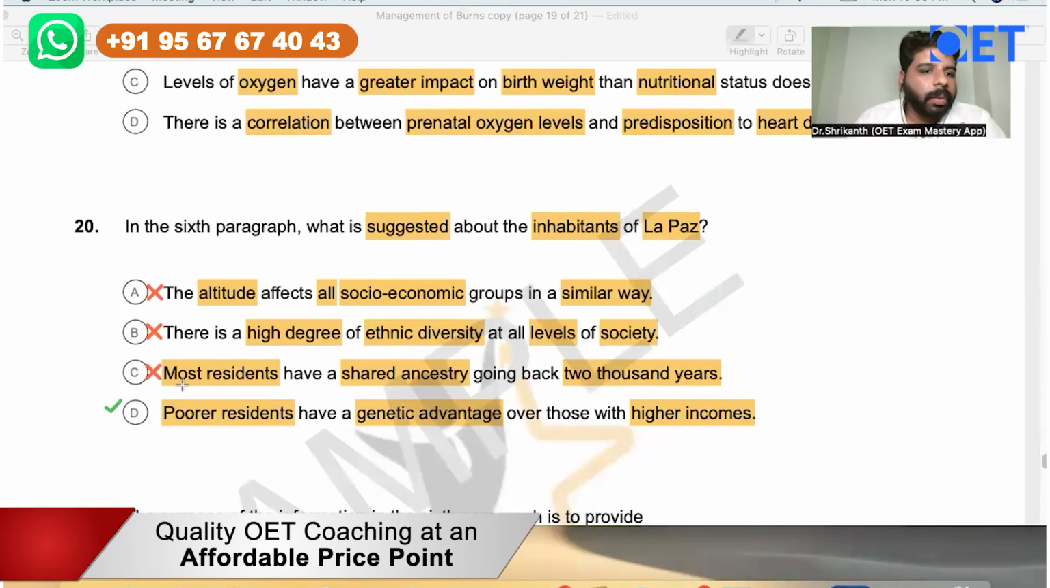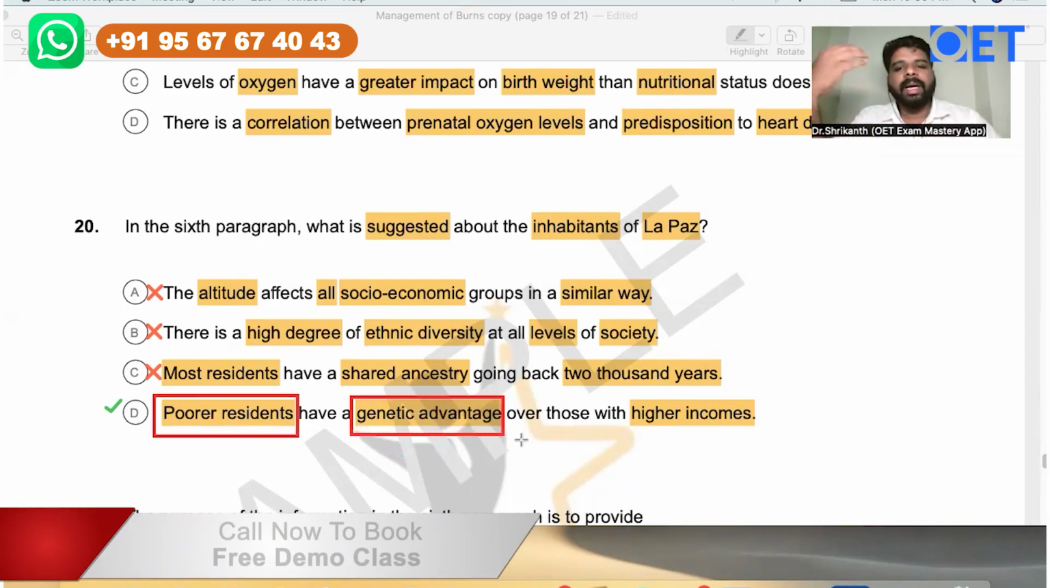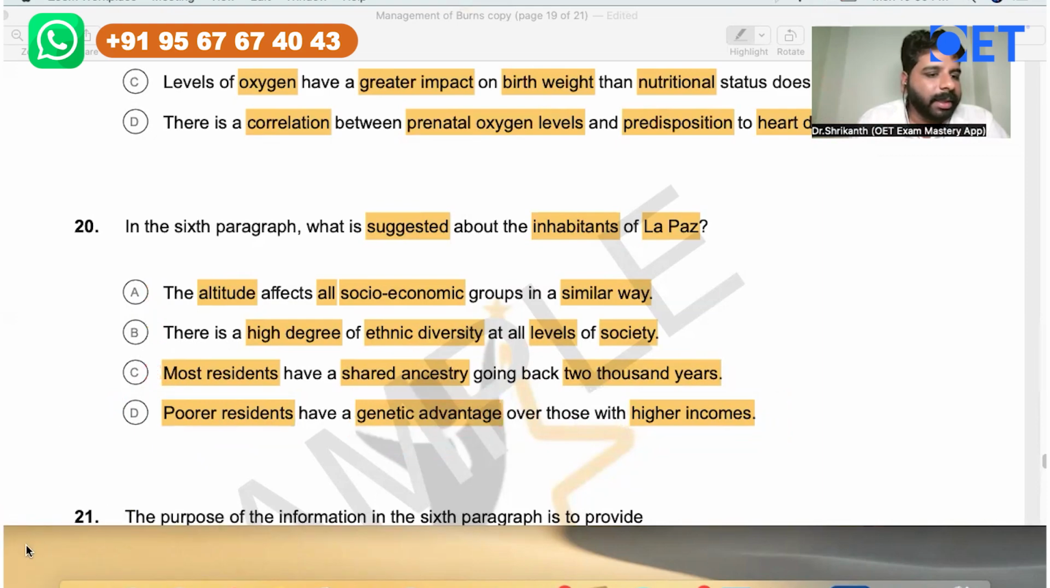That is, the poor people. Who are the poor people? The Aymara Indians. They have a genetic advantage. That is, their body has better genes to adapt to high altitude than the rich people. So even if you don't understand whether D is the right answer option or not, you can still choose D as the correct answer because everything else we have eliminated.